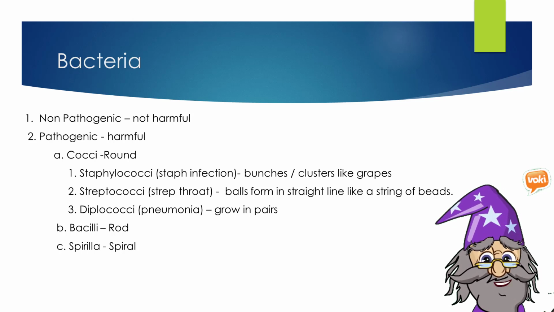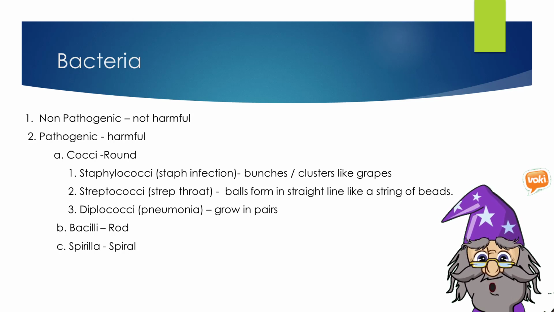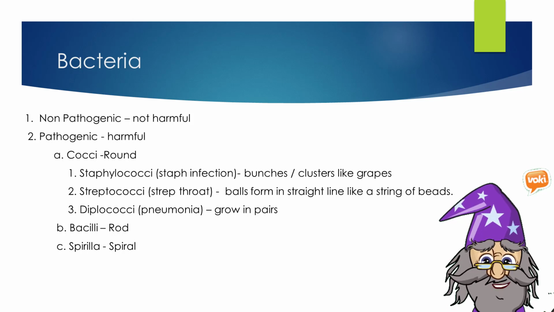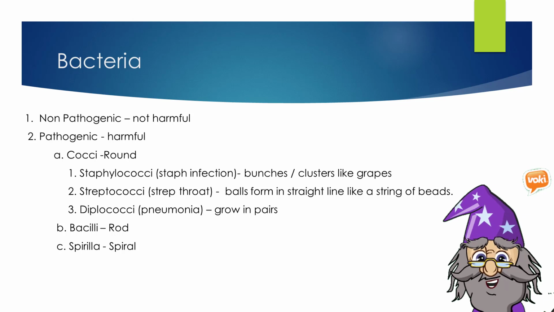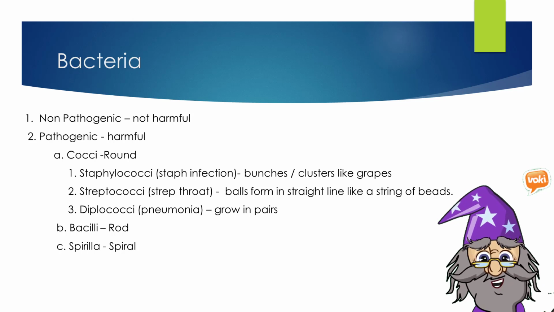The second category of pathogenic bacteria is bacilli. Bacilli are rod-shaped. Bacilli are responsible for causing tuberculosis and diphtheria. The third type of pathogenic bacteria is Spirilla. Spirilla is a spiral-shaped bacteria and is attributed with causing syphilis and Lyme disease.